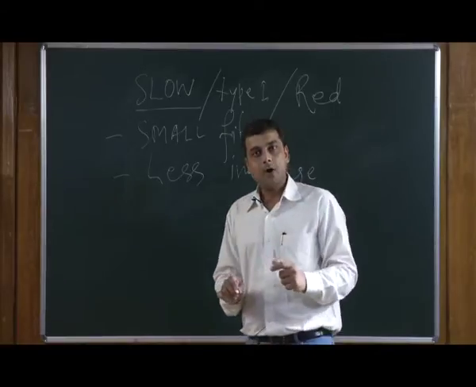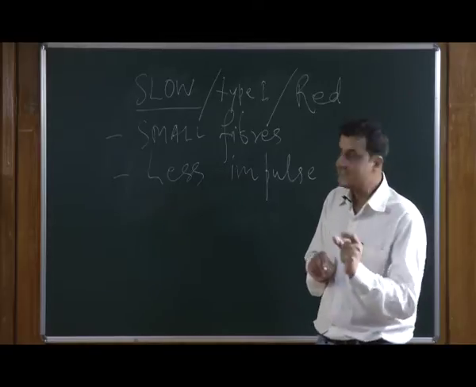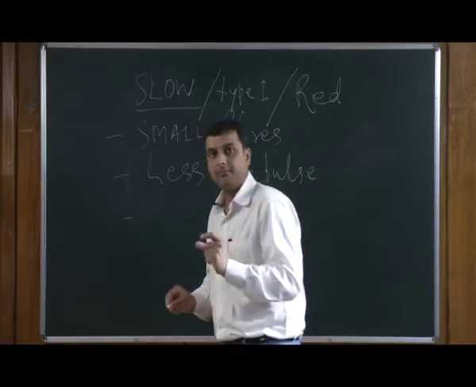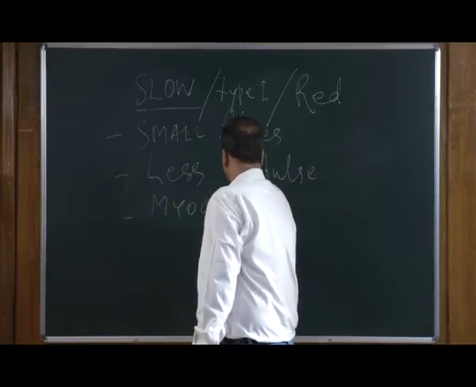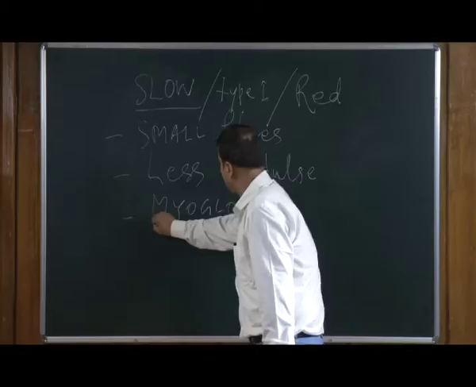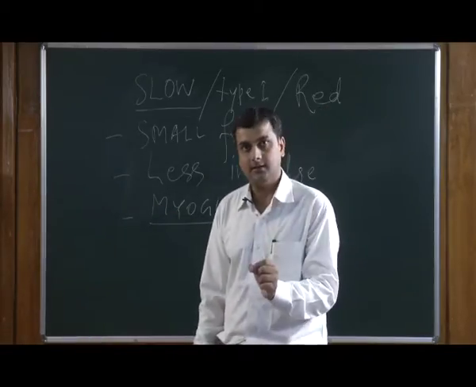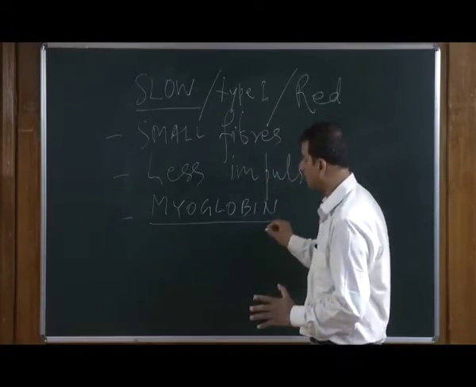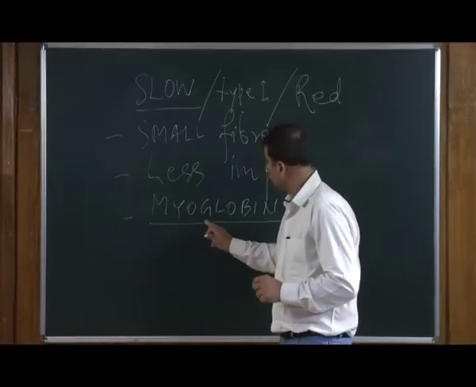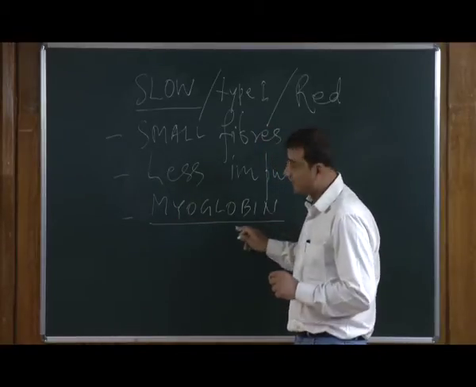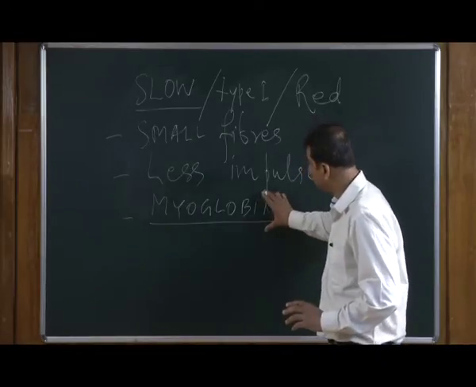Now, the other very important thing about these muscles is that they are rich in a very specific kind of pigmented protein, and that is called myoglobin. This myoglobin is an oxygen-containing pigment in muscle. So, the oxygen-carrying protein or pigment in muscle is called myoglobin. Myo stands for muscle, globin is the protein part. So, these are iron containing and oxygen carrying, actually.